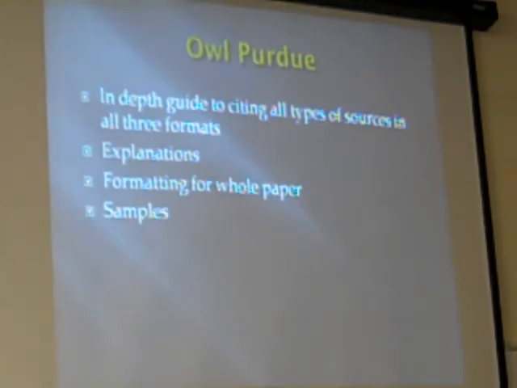And like we said, it has formatting for the whole paper, and there are various samples as to what kind of sources you're doing and what they actually look like. This is an example of what a page on OWL Purdue looks like. This is in the APA format, and as you can see, it has the basic rules of the reference list. So it tells you just the basic formatting and like capitalizing and things.